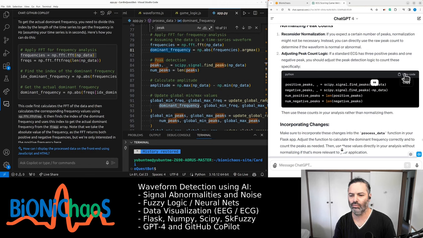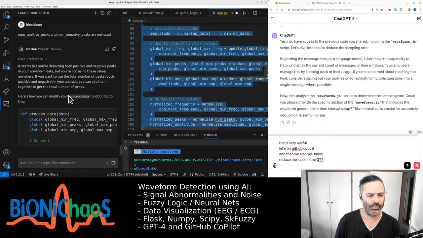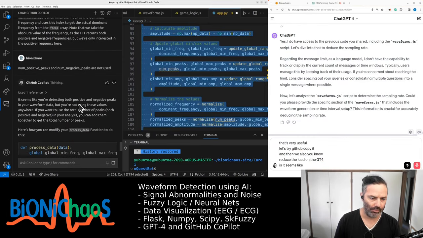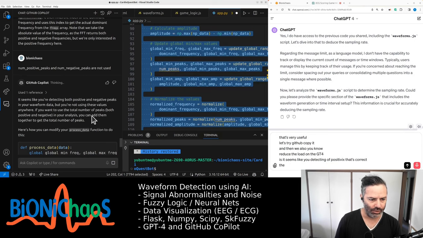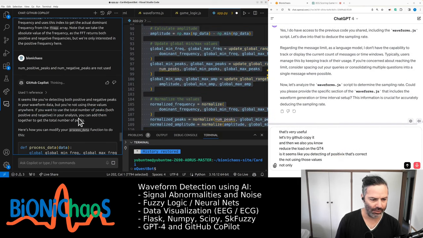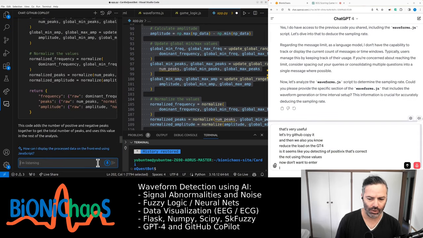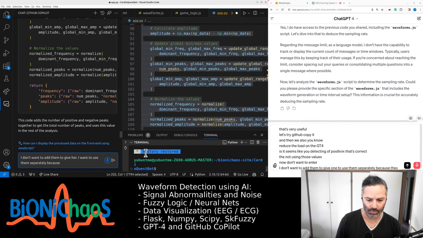Direct use: if specific numbers of peaks are expected, e.g., 3 positive, 1 negative, compare directly with these expected values instead of normalizing. Yes, it seems like you're detecting both positive and negative peaks, that's correct. You're not using those values. Now, I don't want to add them together. I want to use them separately because they are important.